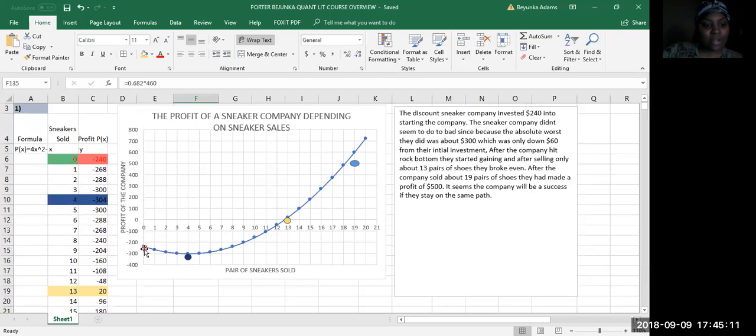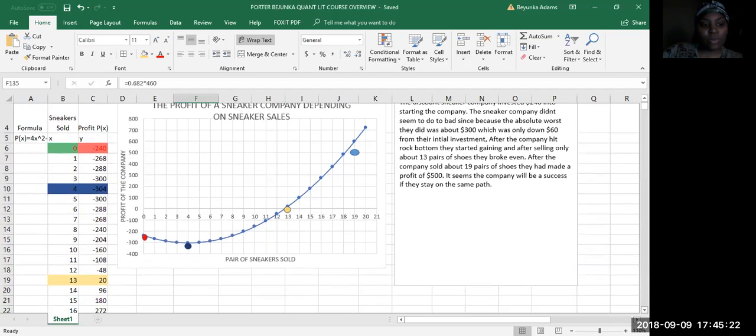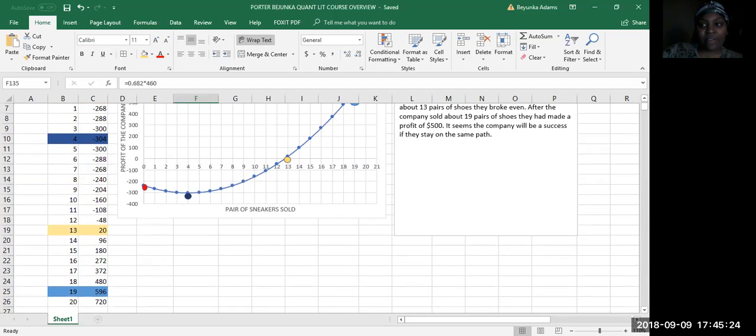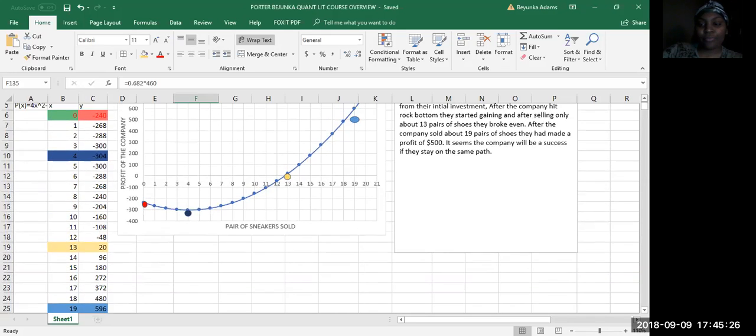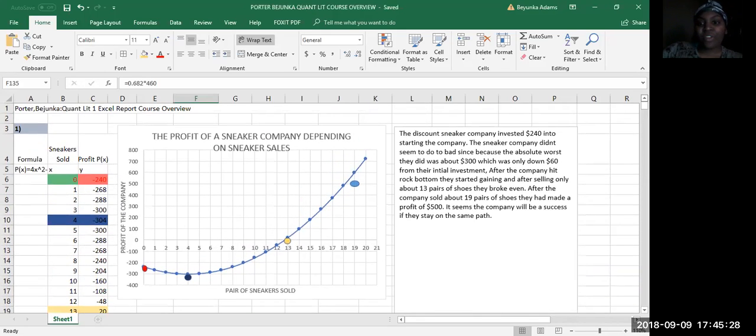We match the red up with the 240, and then 4 with 304, then 13 with 20, and the 19 was down here, which is 596, and we matched it up there. So the discount sneaker company invested $240 into starting the company. The sneaker company didn't seem to do too bad because the absolute worst they did was about $300, which was only down $60 from their initial investment.